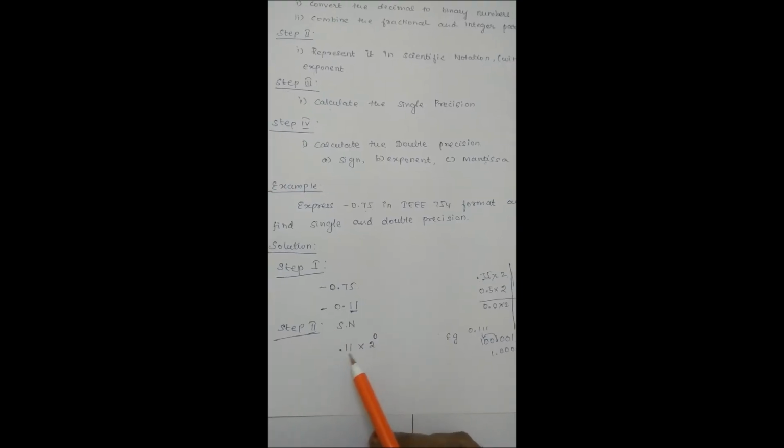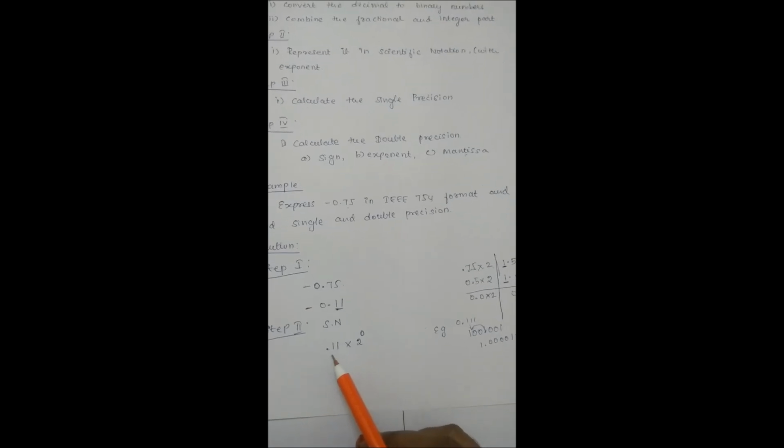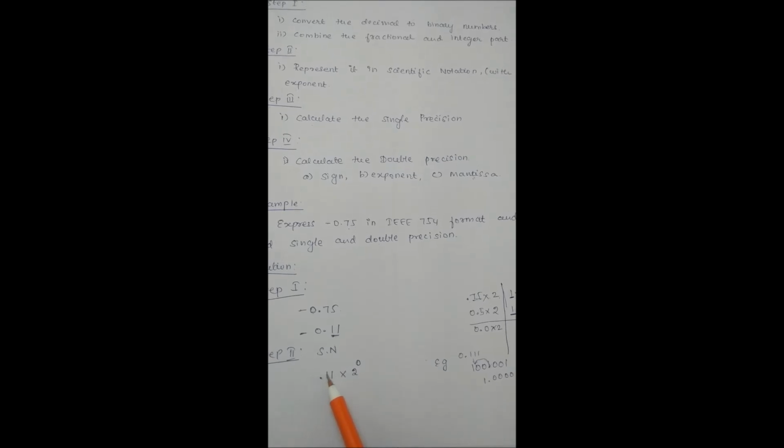In floating point representation we have to represent it in a normalized way. Here we do not have any values before the radix point, so we are keeping the exponent value as 0.